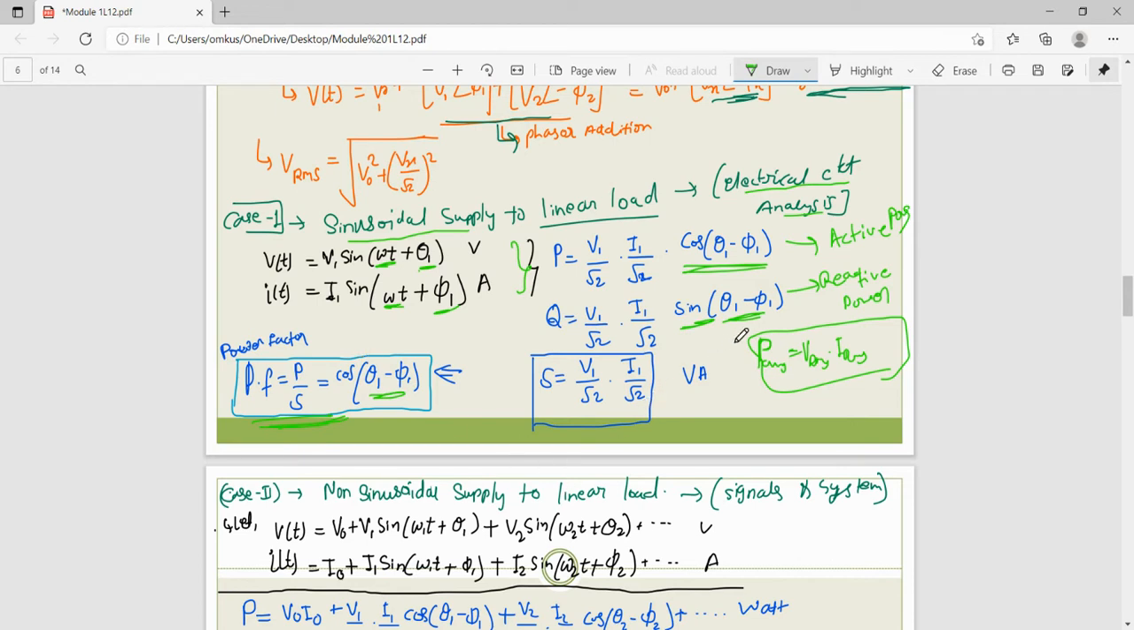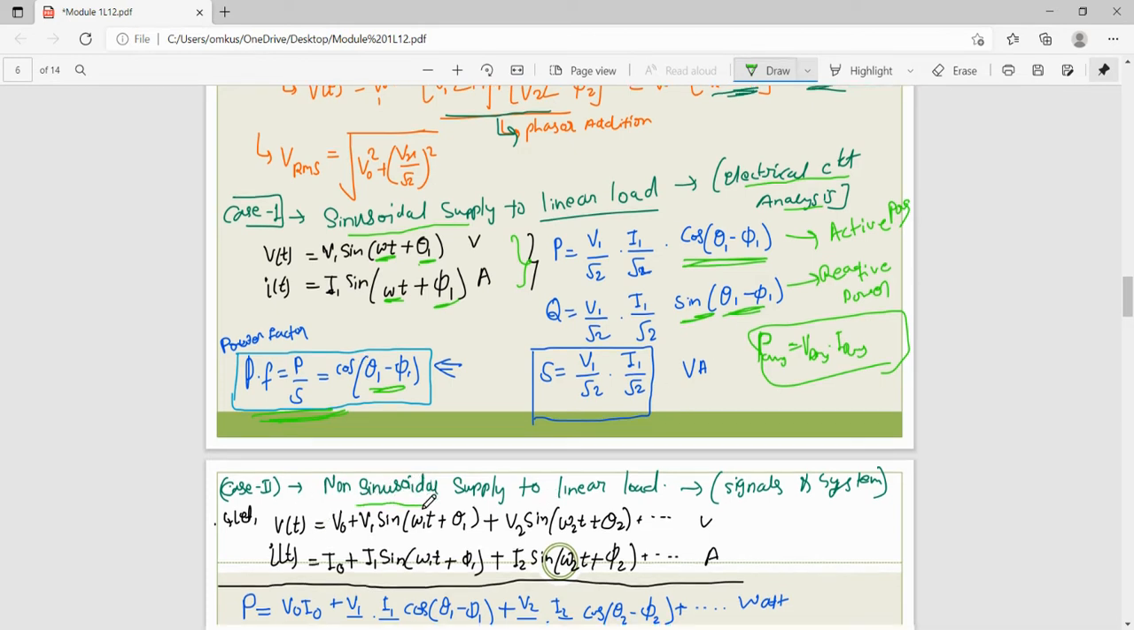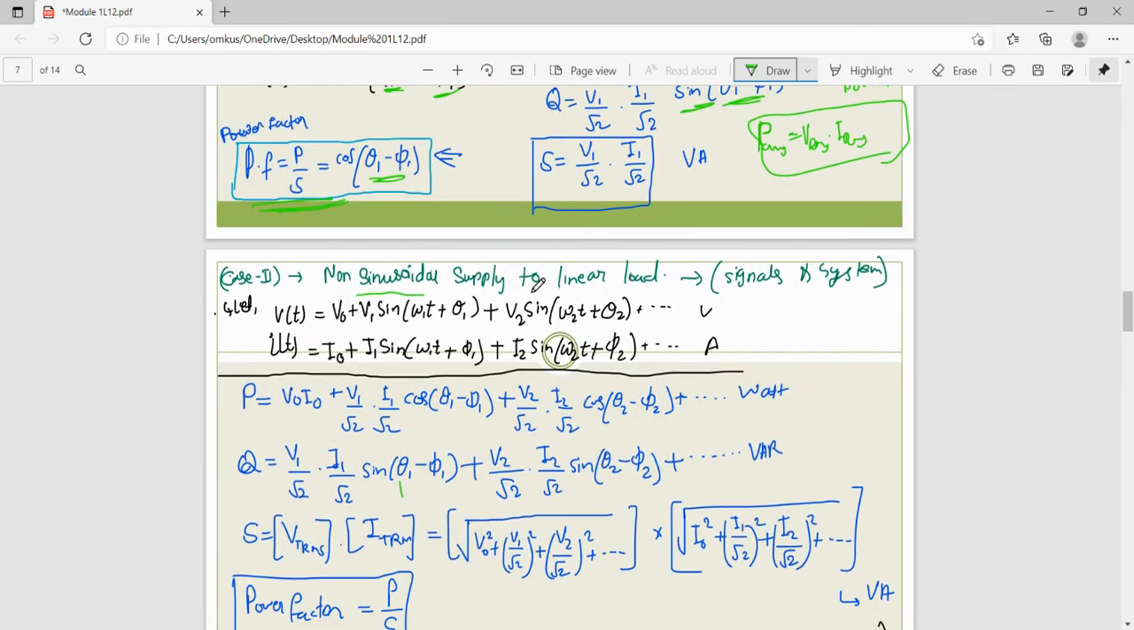Now see the second case: a non-sinusoidal supply given to a linear load. Such types of signals are found in signals and systems. In that, different kinds of frequencies are used because this is a non-sinusoidal waveform. The signal looks non-sinusoidal and it is given to the linear load. If the voltage is non-sinusoidal, the respective current is also non-sinusoidal for this waveform. When you take the product of these two, you will get the power.